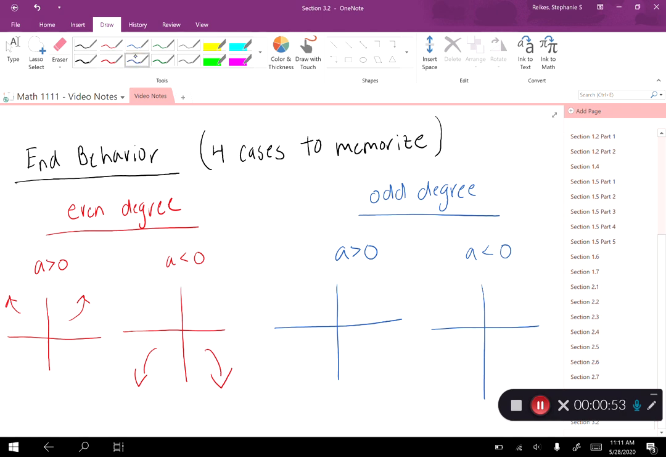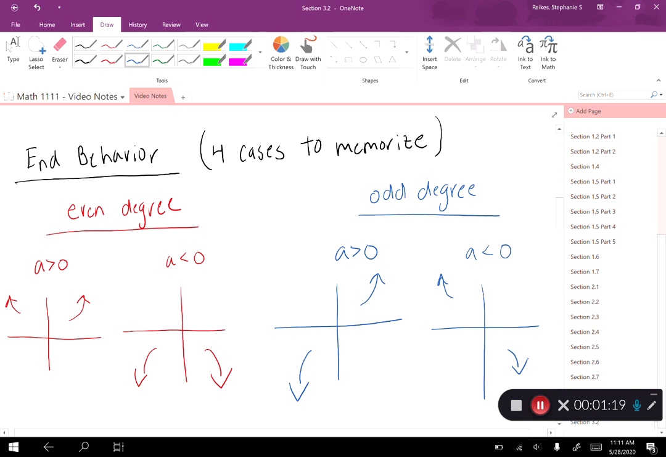Next, let's discuss odd degree. If the degree is odd, but the leading coefficient is greater than 0 or positive, that means the end behavior goes down, up. If the degree is odd, but the leading coefficient is less than 0 or negative, it means my end behavior arrows look like up, down.